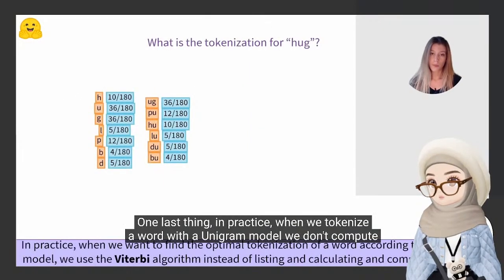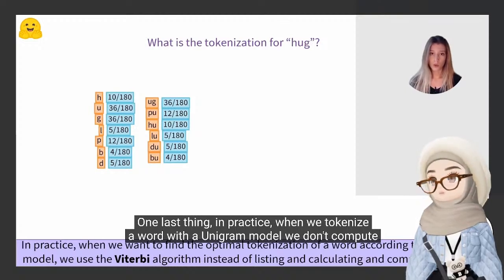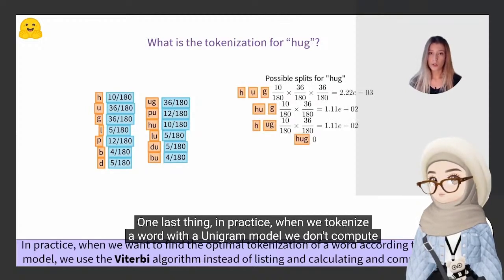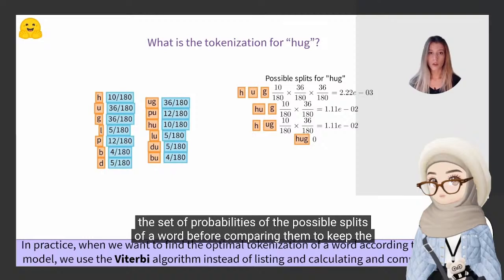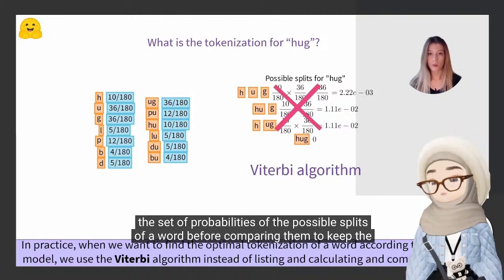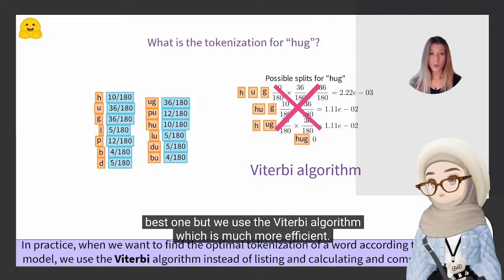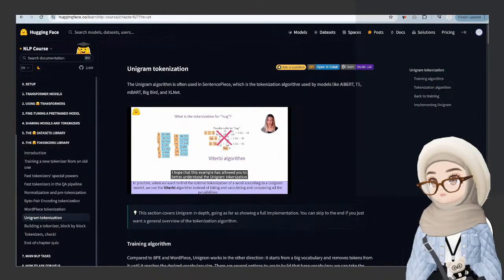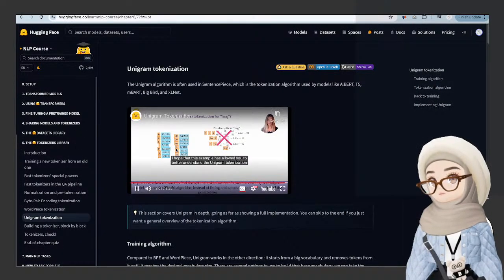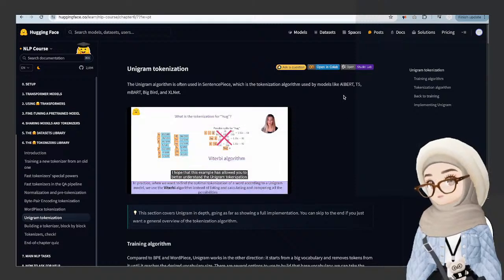One last thing. In practice, when we tokenize a word with a unigram model, we don't compute the set of probabilities of all the possible splits of a word before comparing them to keep the best one. Instead, we use the Viterbi algorithm, which is a much more efficient way to do it. And that's it. I hope that this example has allowed you to better understand the unigram tokenization algorithm.